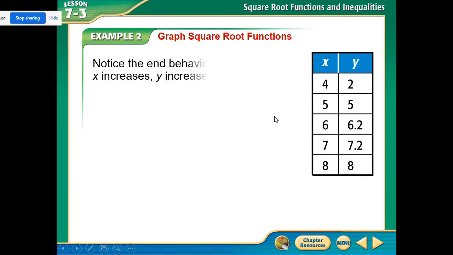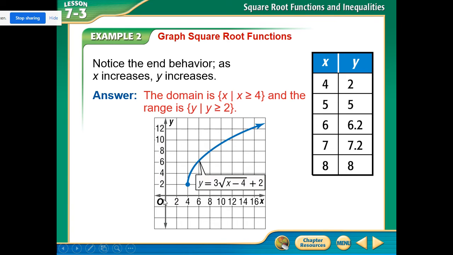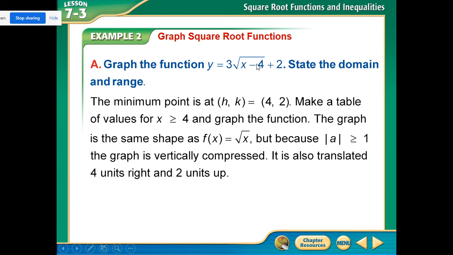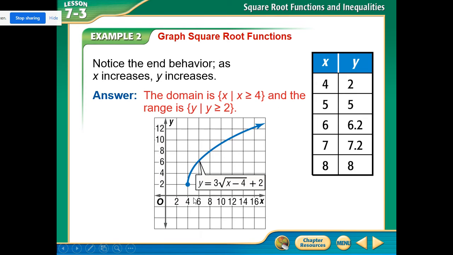And if we look at the graph, now they did a table of values. I would just put it in your calculator. Look at where we start, at that 4, 2. That's what this whole value said, that would be +4, and this would be +2. So we're starting at a 4, 2 point. So 4, 2, and then our graph goes up from there. And so our domain is x is greater than 4 and y is greater than 2.